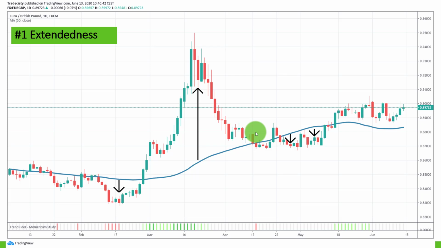You can use a shorter term moving average like the 20. You can use the 100 moving average for a longer term approach. But if you're going for somewhere in the middle, the 50 moving average is a good choice. And what I do in my trading is that I look for scenarios that show me that the price is very overextended. So it's very far away from the moving average.